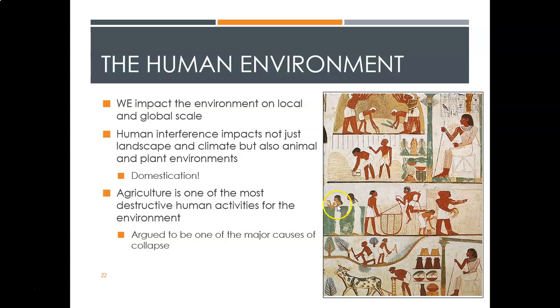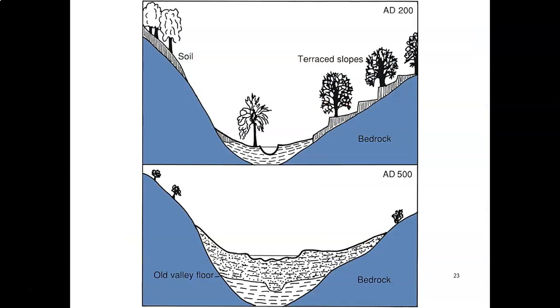Of course, agriculture is actually very destructive for the physical environment. It has serious consequences in terms of plant and animal populations as well. And many archaeologists in certain parts of the world have argued that this is one of the major reasons for the collapse of particular societies or groups. So here's an example of one of the ways in which humans impact the environment.